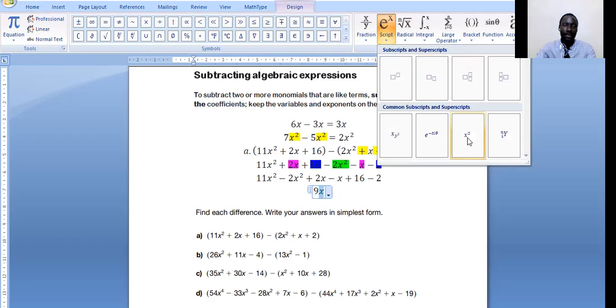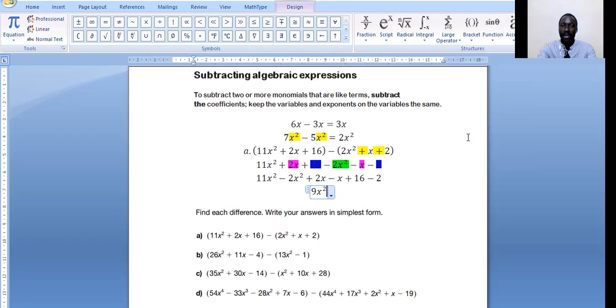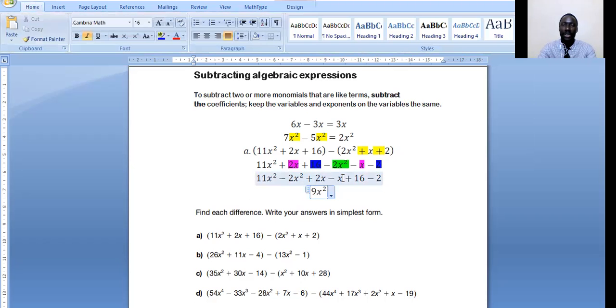9x squared. Now, after that, we move on to this next two, which is what? 2x minus x. But as we indicated, we subtract only the coefficient, meaning we are going to have 2 minus 1, because the coefficient of this other second x is like there is some silent one standing there. So we only subtract the coefficient. And when we subtract 1 from 2, we get 1. So we now have 1x.